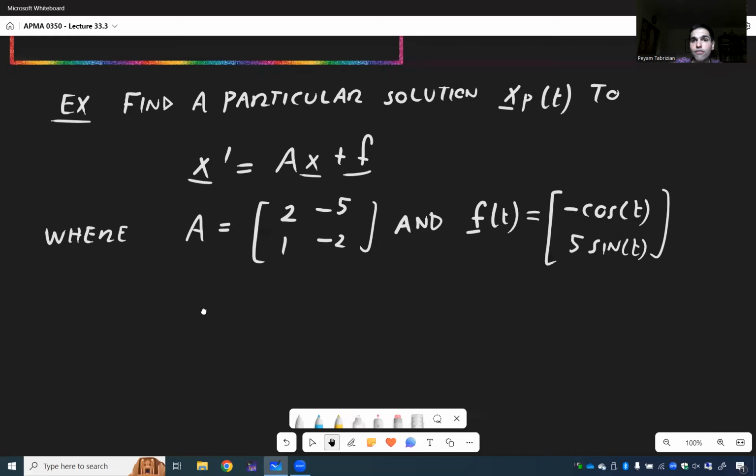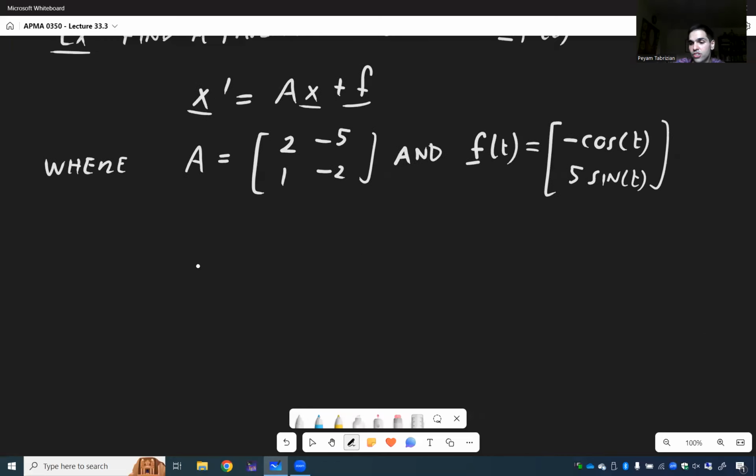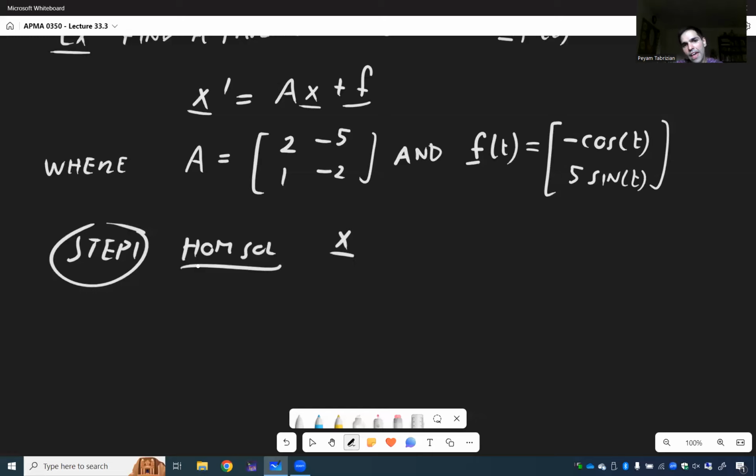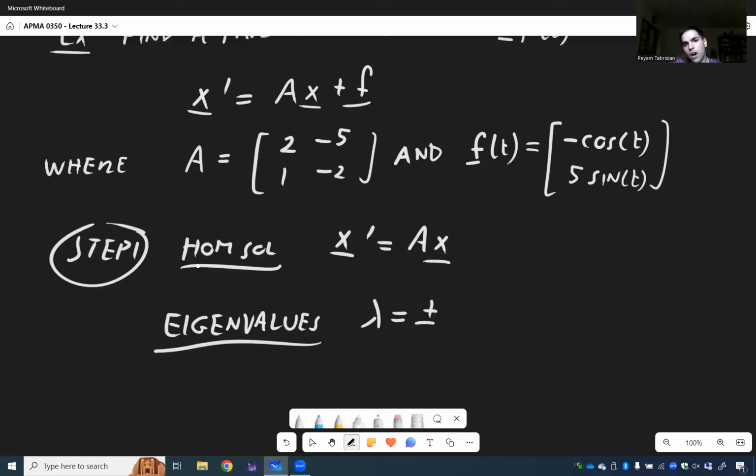And so remember, the first step is to find the homogeneous solution. So homogeneous solution, meaning solve x prime equals Ax. And this is, again, the eigenvalue eigenvector method. Once again, you can see the details in the notes. So here, lambda would be complex, plus minus i.